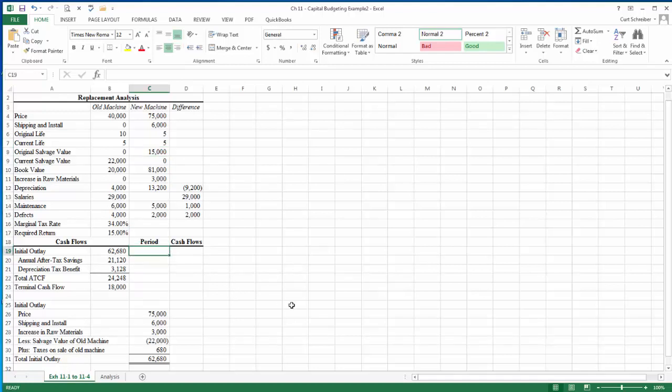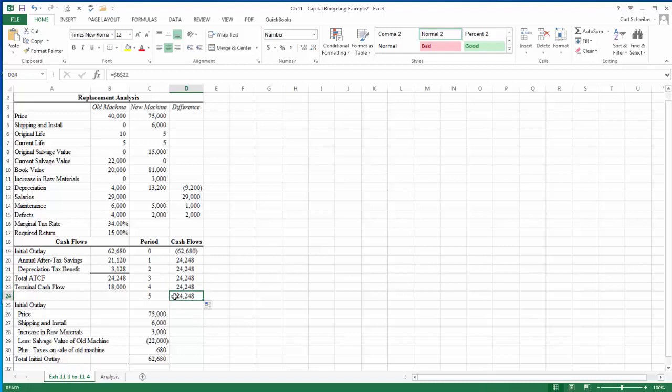So therefore, our cash flows in time periods 0, 1, 2, 3, 4, and 5: in time period 0, to get this project off the ground, is going to be equal to a negative $62,680. Our annual after-tax cash flow is going to be equal to the $24,248. Let's go ahead and put absolute referencing around this item and hit Enter. Now we can just go ahead and copy that down through time period 5.